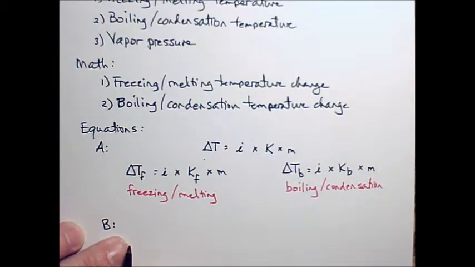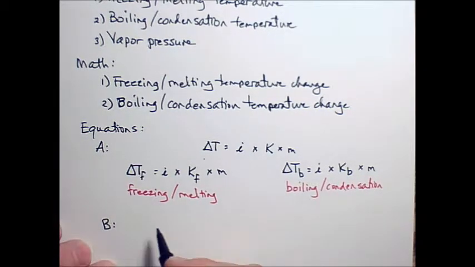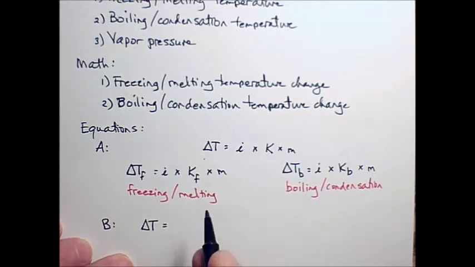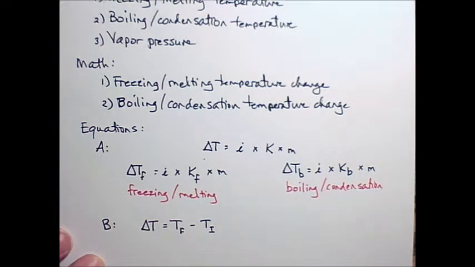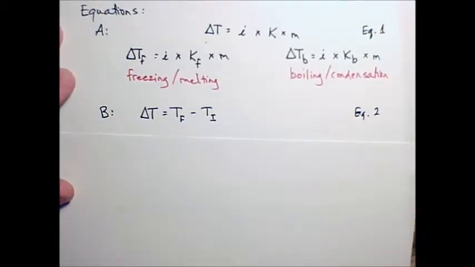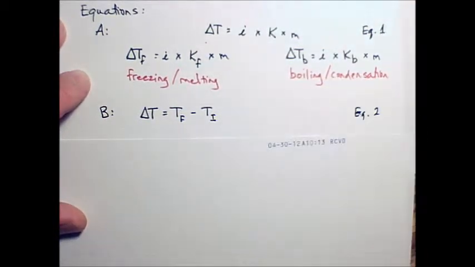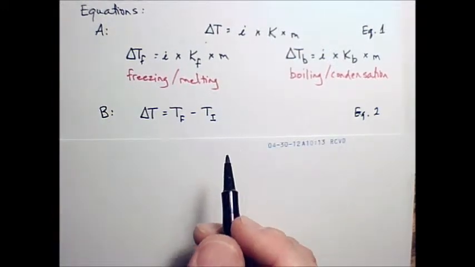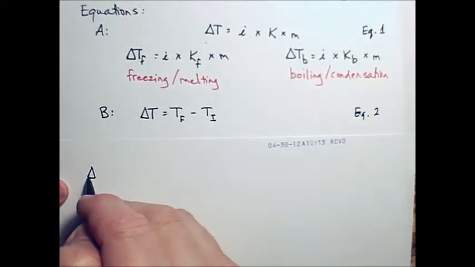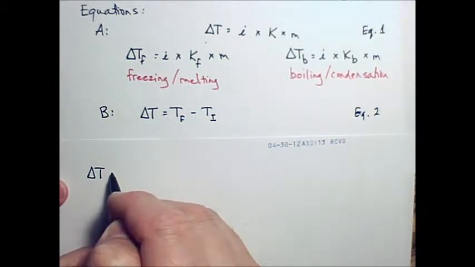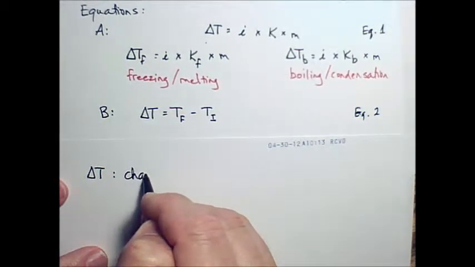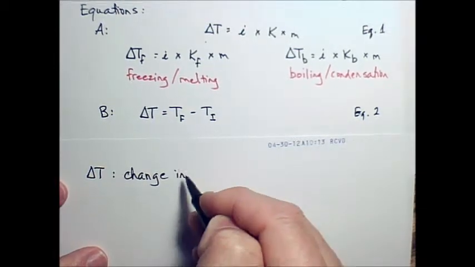And then the second equation you have to be able to work with also starts with delta T, but this is one where we have the final temperature minus the initial temperature. So let's define what all these symbols and terms mean. Delta T means change in temperature.